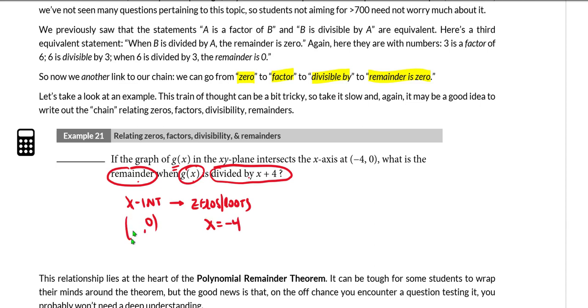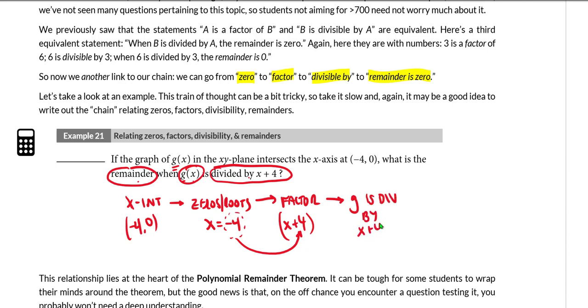Let me get rid of this. This is ugly. We also know, therefore, that a factor of the function that we're dealing with here, function g, is x plus 4. Remember, I'm just taking the opposite of that root or zero, placing the opposite of that root or zero here and slapping an x in front of it. So we know that g of x has a factor of x plus 4. That means that g is divisible by x plus 4, right? If x plus 4 is a factor of g, then g is divisible by x plus 4.